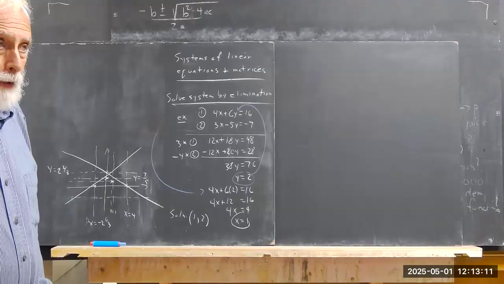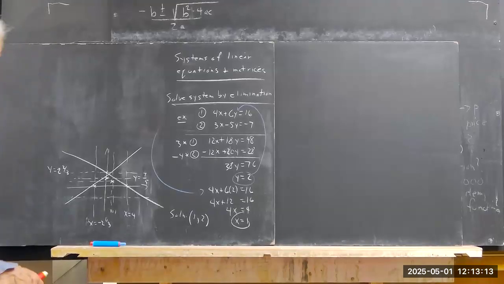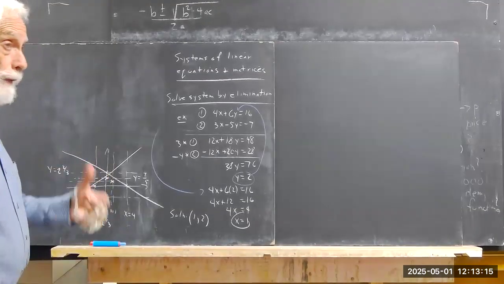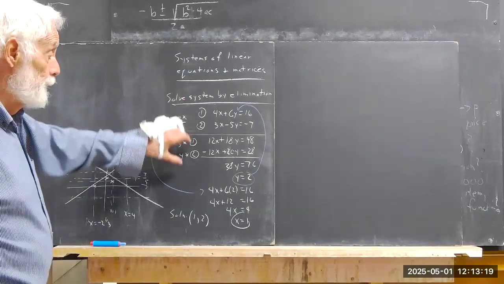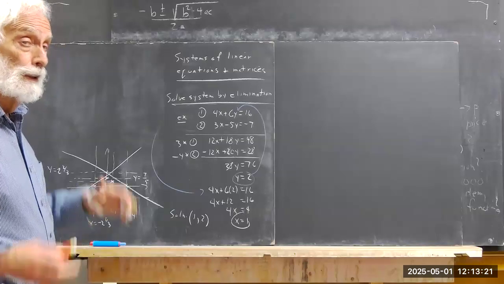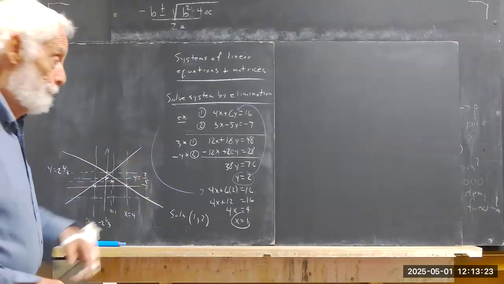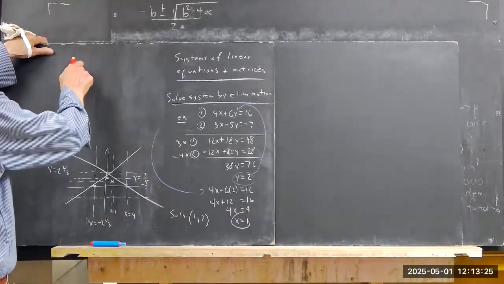If you've got three equations, three unknowns, you choose whatever variable is most convenient and eliminate it. And then you get two equations and two unknowns, and you solve those and go from there. Okay, the augmented matrix.